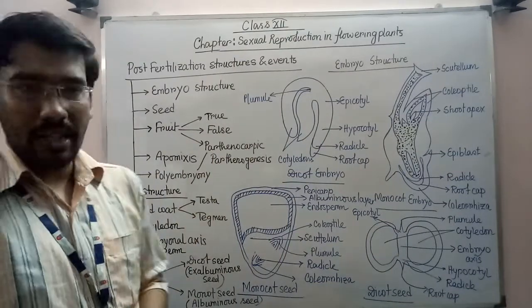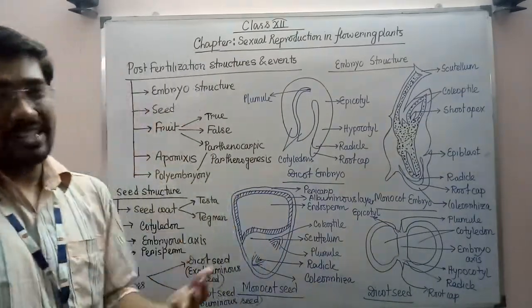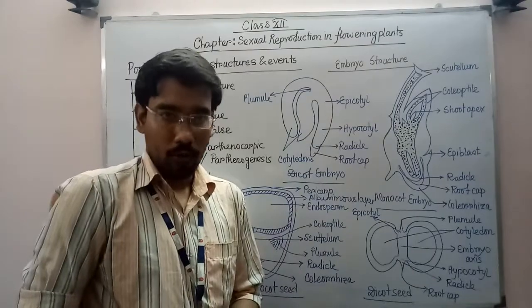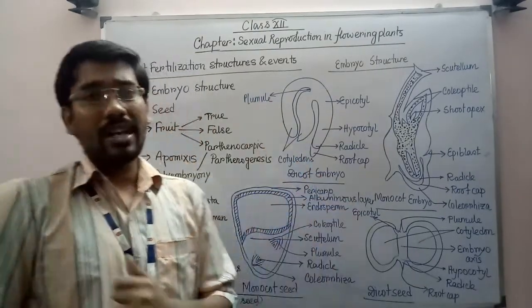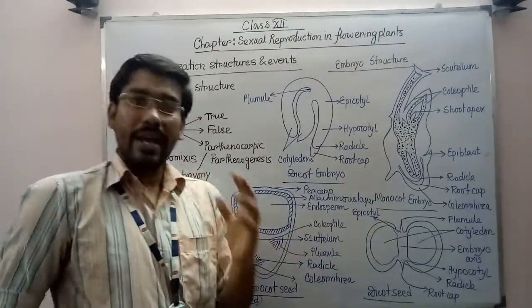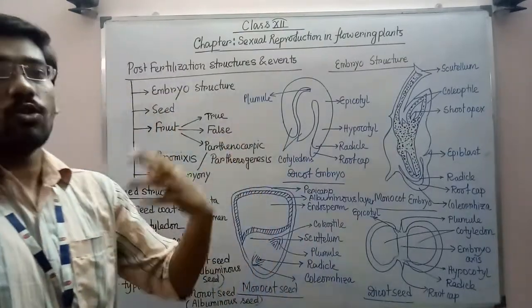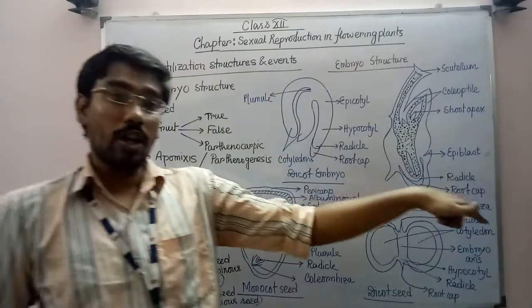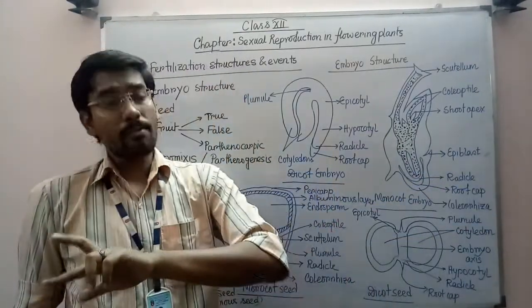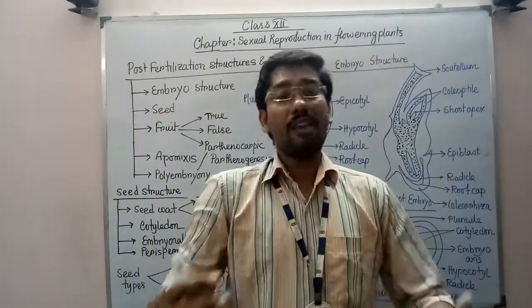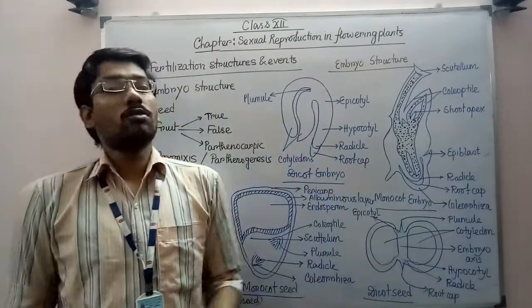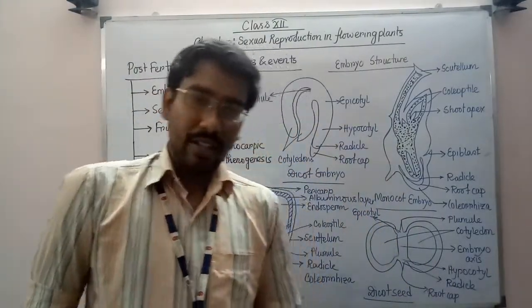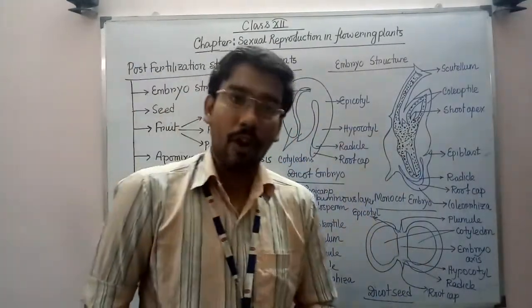And how polyembryony happens, I have also told. If the first male gamete fertilizes the egg, it forms the zygote and that zygote forms the embryo. But after that, if the second male gamete fertilizes the polar nuclei cell, or fertilizes the nucellus and forms multiple embryos, then the polyembryony phenomenon can be found within the seed.